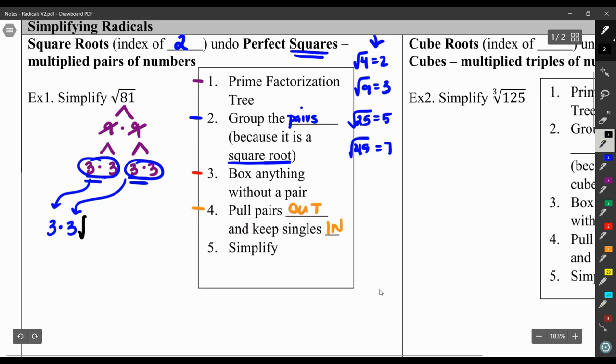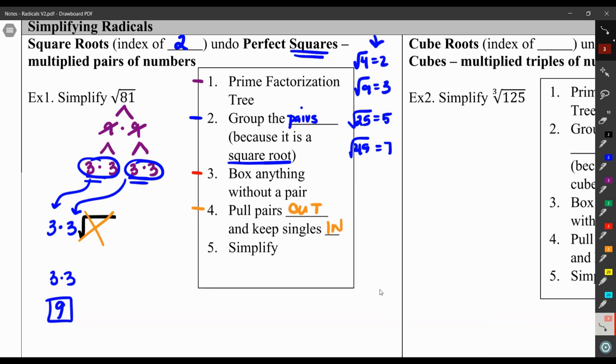Now, we keep whatever has no pairs inside. However, there are no singles. There's nothing left without a pair, so that means this square root will drop off. All we have then is just 3 times 3, which makes 9. And we already knew that. We knew that the square root of 81 was 9 because 81 is a perfect square. Okay? What happens if there's not perfect squares?